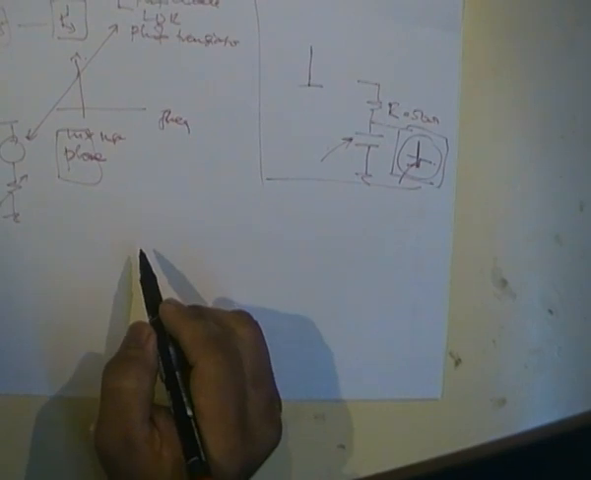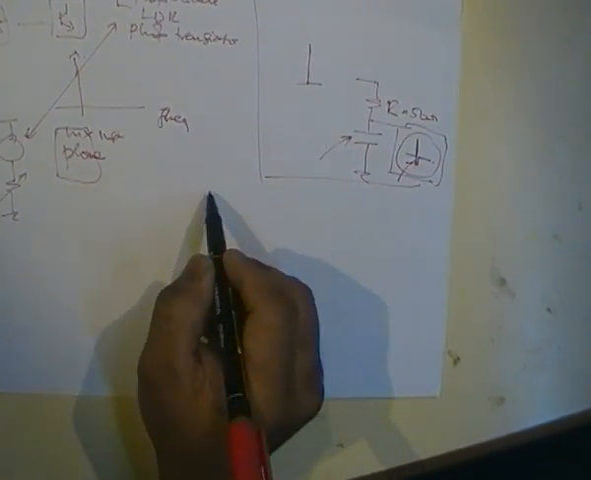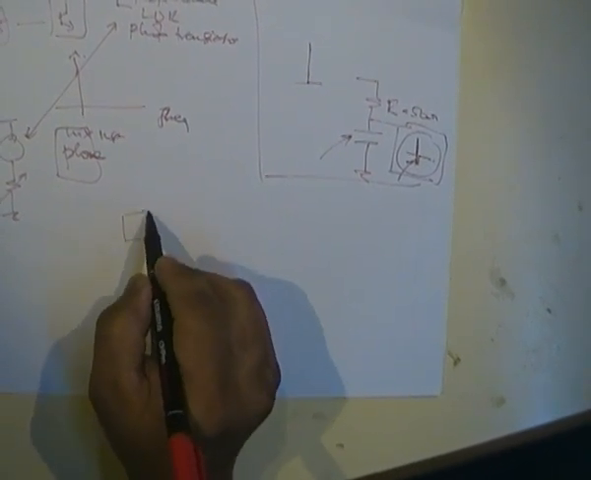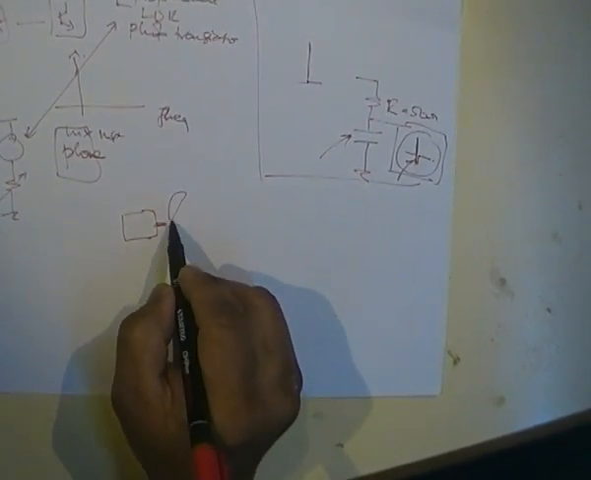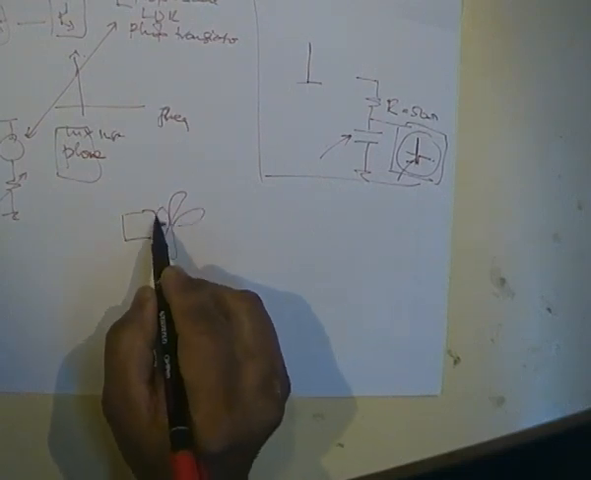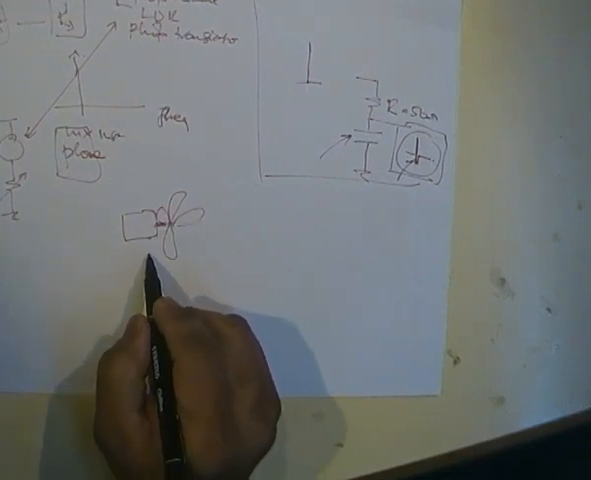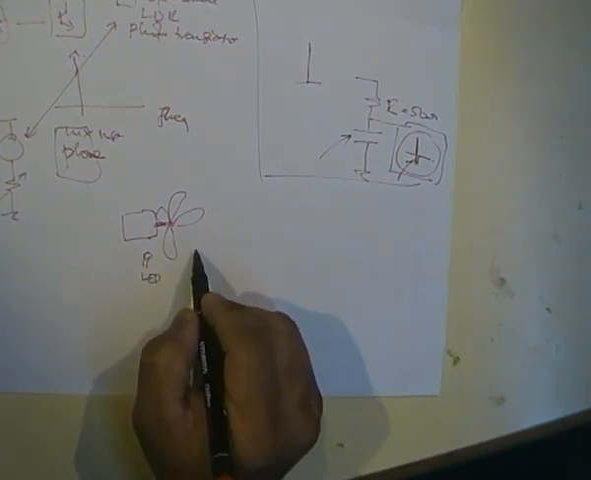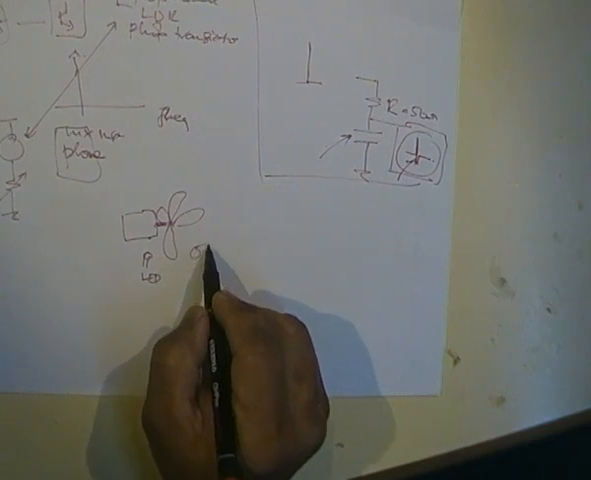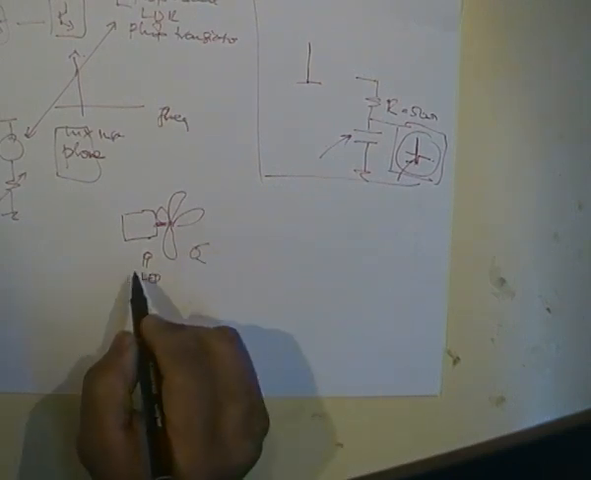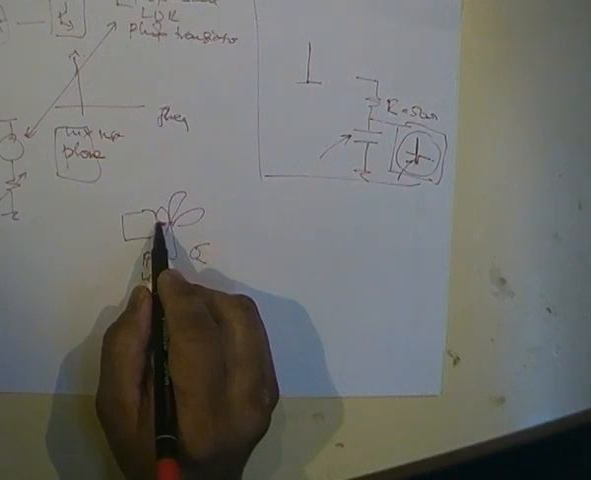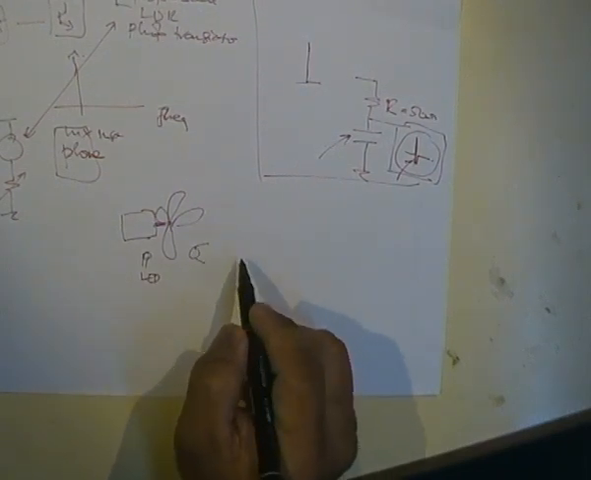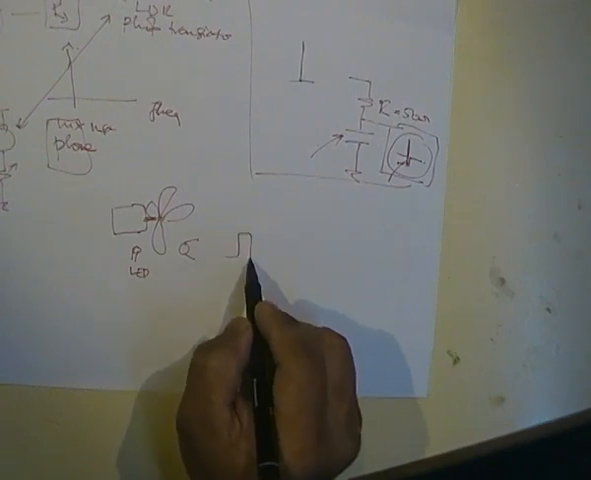Say you have a motor, you have 4 blades, and right here you will have your LED, and here is your LDR or your photodiode. So when the blade cuts through the LDR, this thing will generate a pulse.